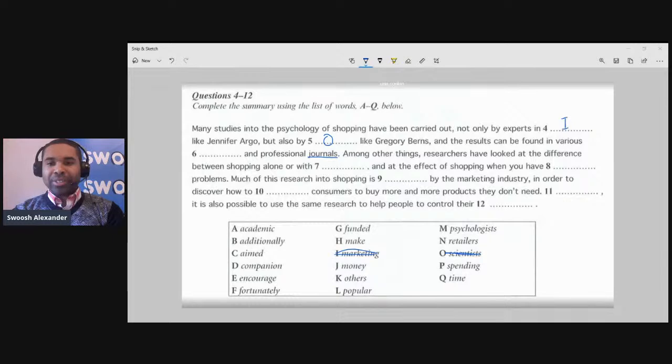Let me know if you have the answer. Okay, well, the best suggestion would be academic. So you have academic journals, don't you, as well as professional journals. So that would be A.